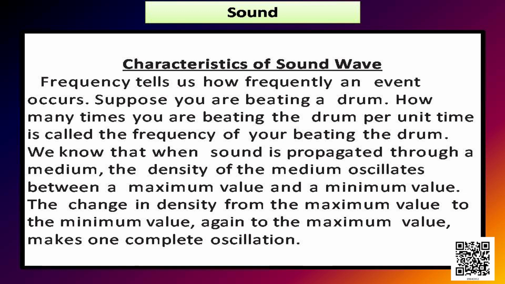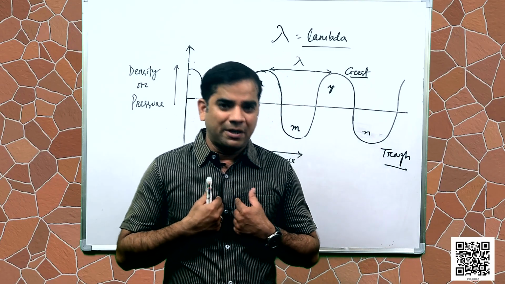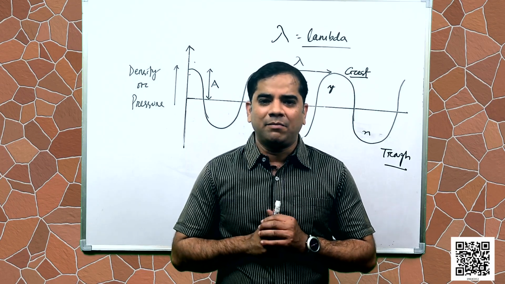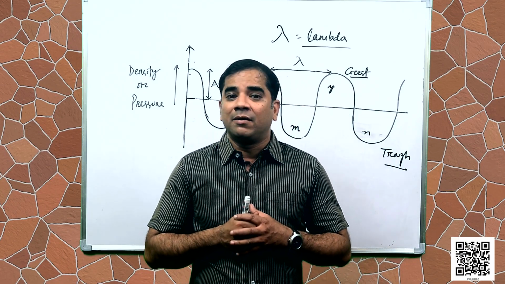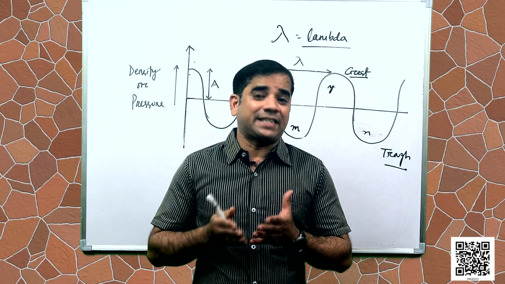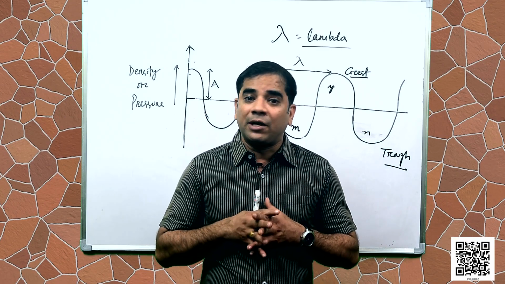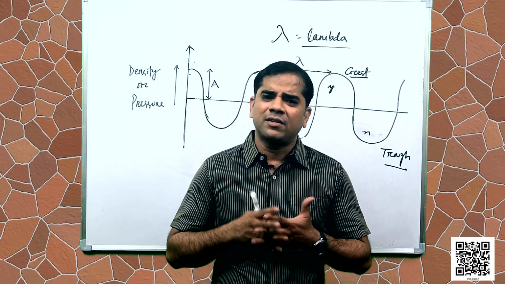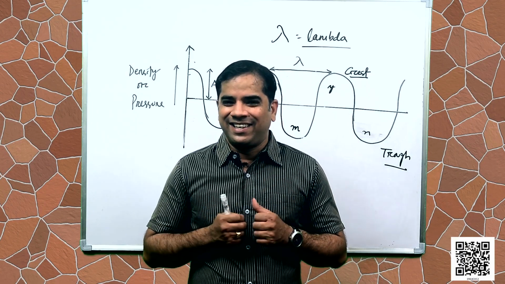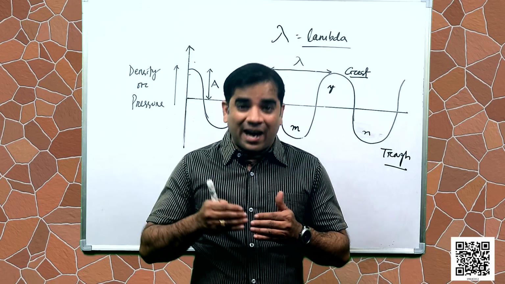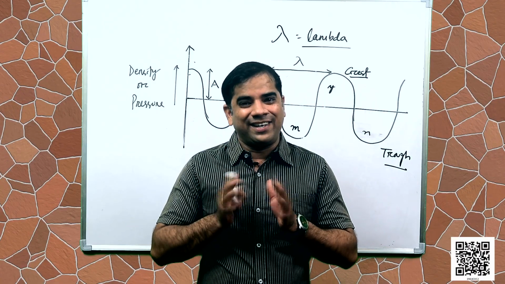Students, frequency tells us how frequently an event occurs. Suppose you are beating a drum, dum dum dum dum. How many times you beat the drum per unit time is called the frequency of your beating the drum. Suppose I beat the drum 20 times per unit time, so my frequency is 20. But you can beat the same drum 30 times per unit time, so your frequency will be 30. As simple as that. It is the number of times an event occurs per unit time.